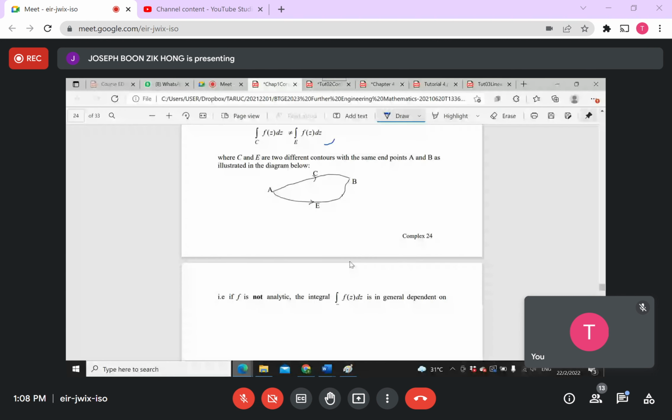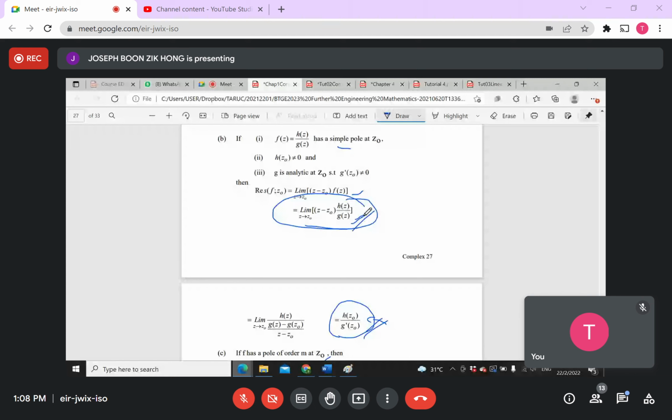Okay, in order to find the residue, if you have a simple pole, then you can either use this formula or use this formula. It depends on your g(z), whether it's easy to differentiate or not. If it is easy to differentiate, then you use this one. If not easy to differentiate, then you use this one. Okay, have a look.